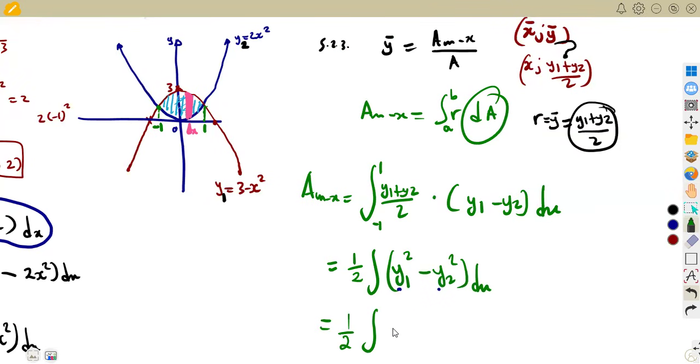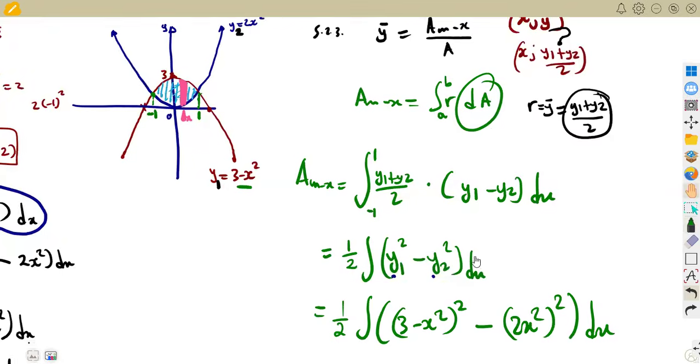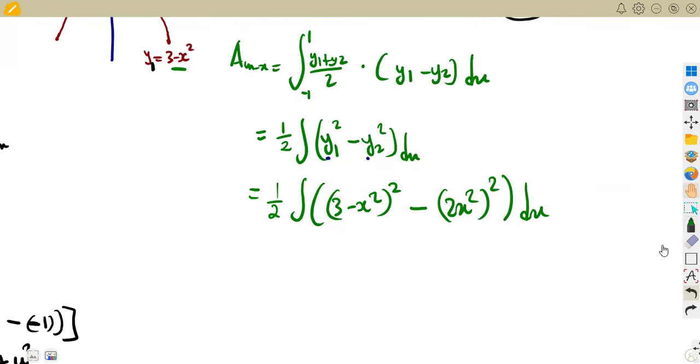So we're just going to substitute y1. So that is this y1, (3 minus x squared) like this. Then we're going to square this, minus y2 squared, which is 2x squared. Then we're going to square this like this. That is what our formula is saying, with respect to x. So we are supposed to square this, and we square this, then we can collect like terms or whatever that we have. So if you expand your brackets properly, guys, we talked about this previously.